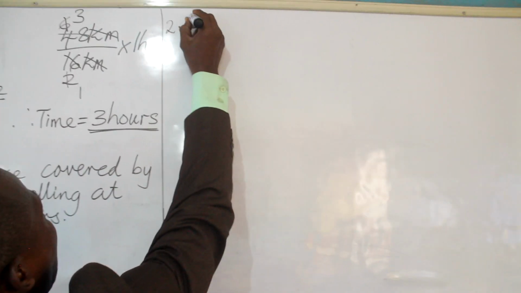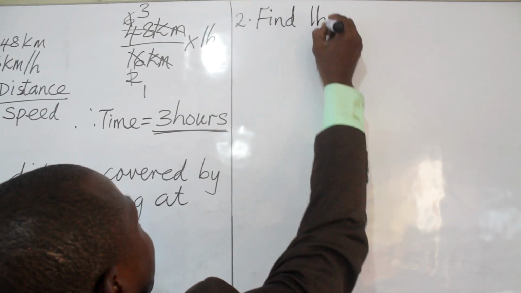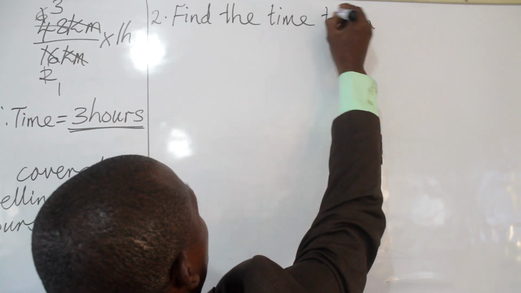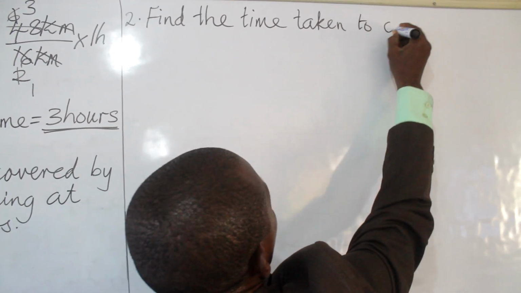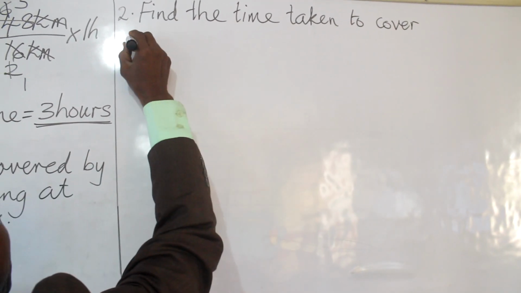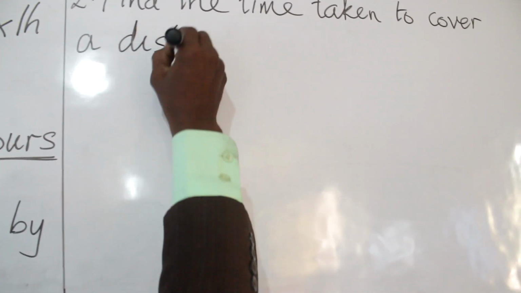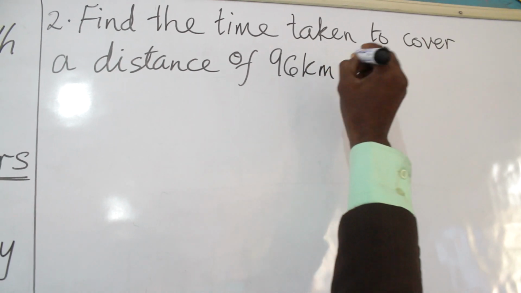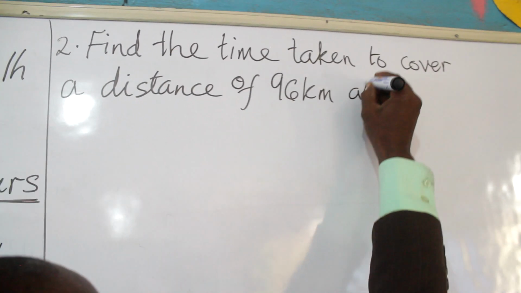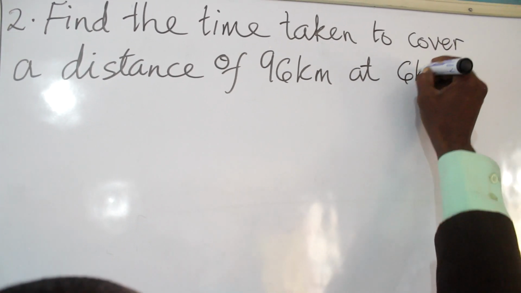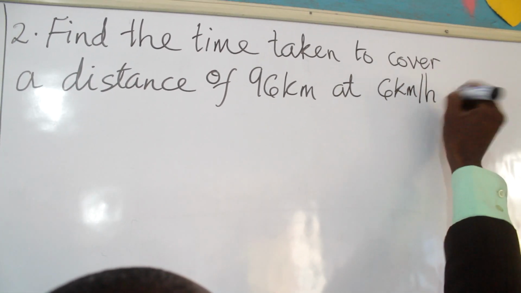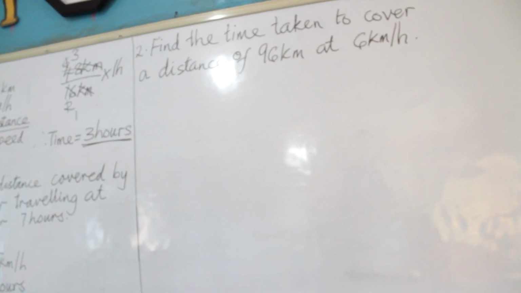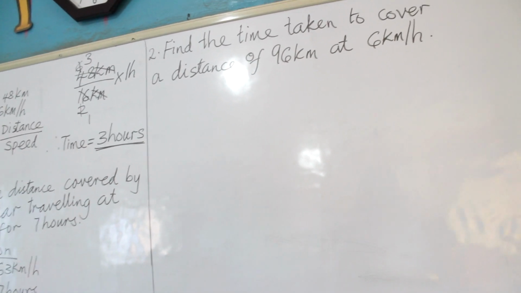Number 2. Find the time taken to cover a distance of 96 kilometers at 6 kilometers per hour.